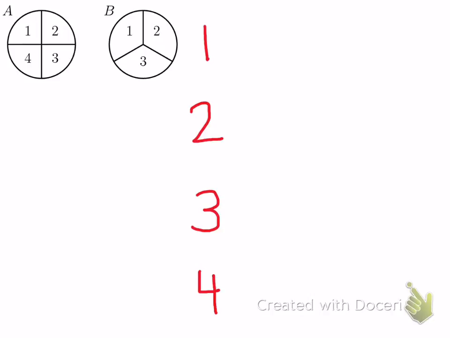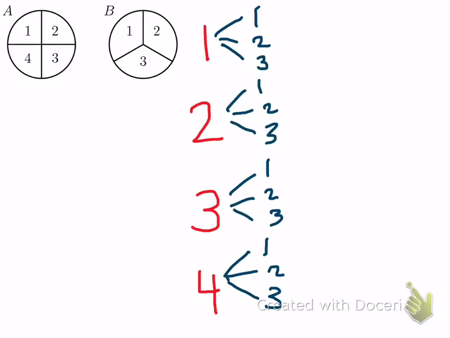Now I'm using a tree diagram in this slide, so next to each one of these numbers I have to list the possible outcomes for the second spinner. So I could spin a 1, a 2, or a 3. Now you can see that I've done that for each of the first 4 outcomes. I've listed the possible outcomes for spinner B next to each outcome from spinner A.